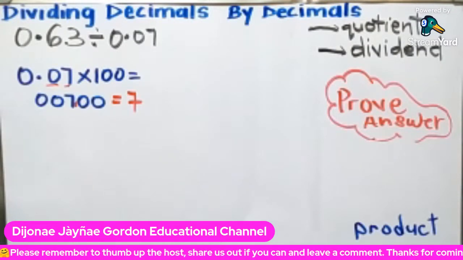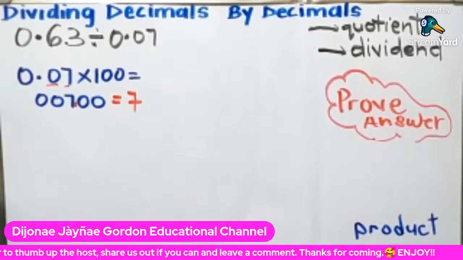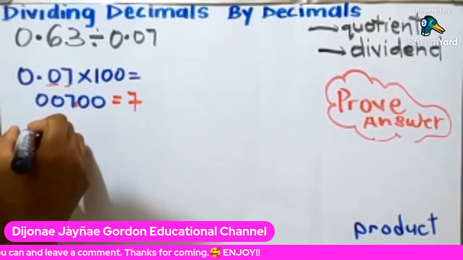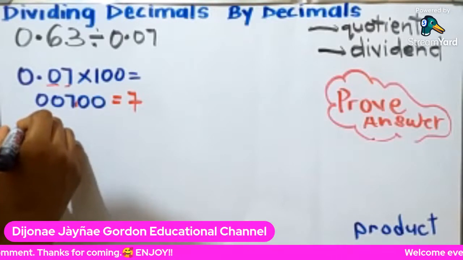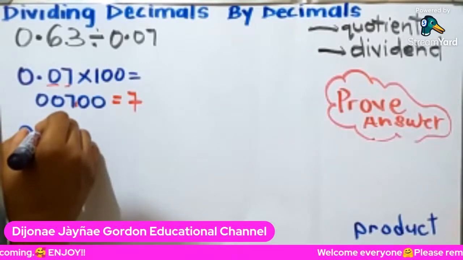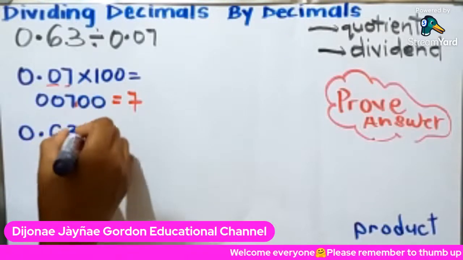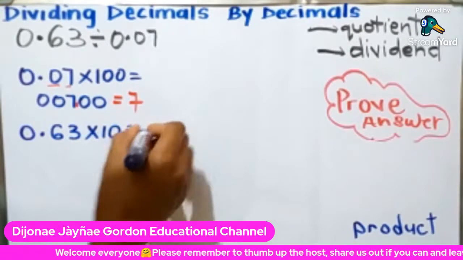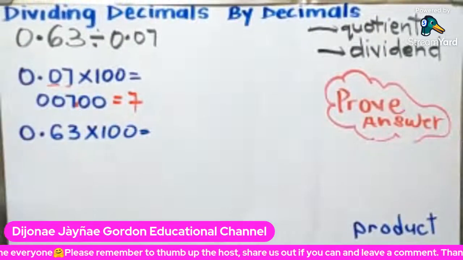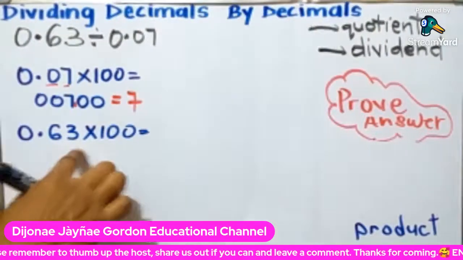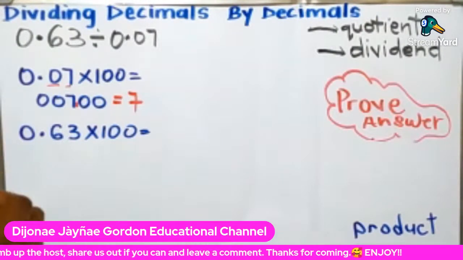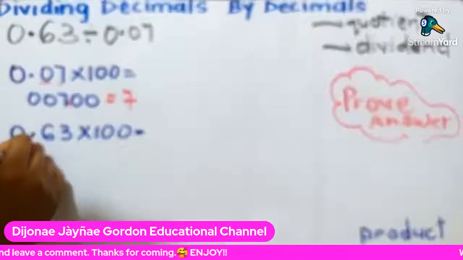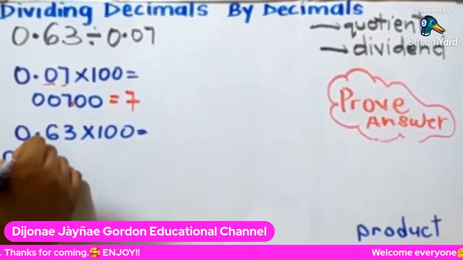All right, so let's go ahead now and do the same thing for our dividend. All right, so take our dividend now, which is 0.63. And of course, we're going to multiply it by 100 as well. Remember, the same thing you do to your divisor, that's the same thing you're going to do for your dividend. All right. So I'm going to write back my multiplicand, which is 0.63.